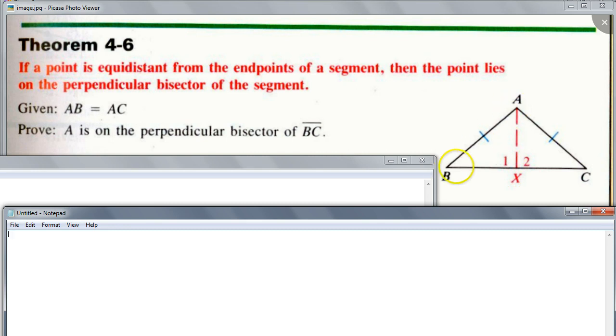How do I know that AB is congruent to AC, class? That's given. So by side-side-side, what can we say? Triangle ABX is congruent to triangle ACX. Question? What's the ruler postulate again? Okay, who would like to tell us?